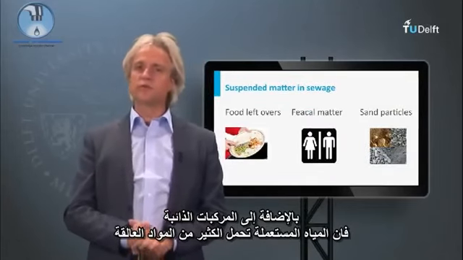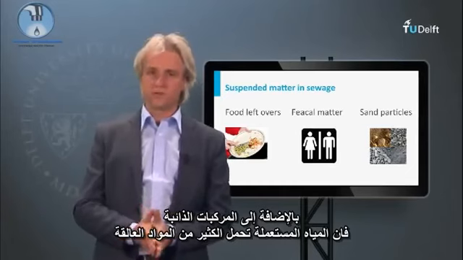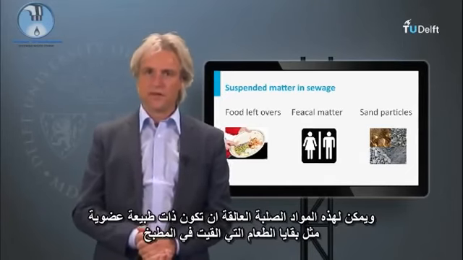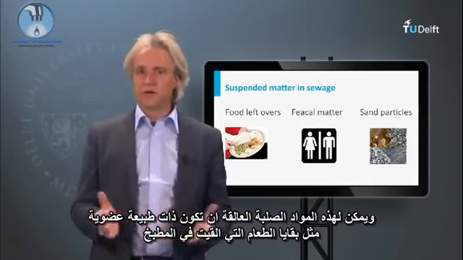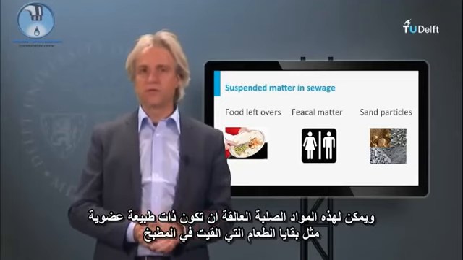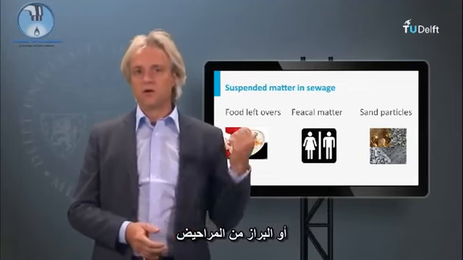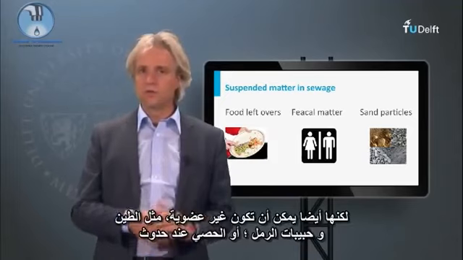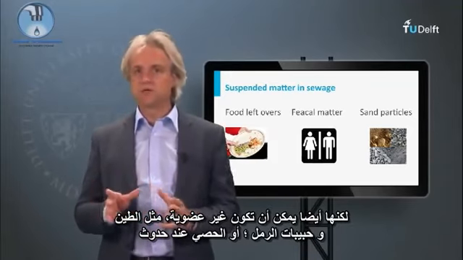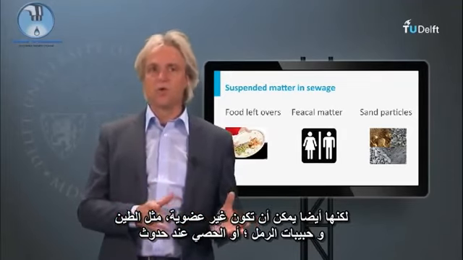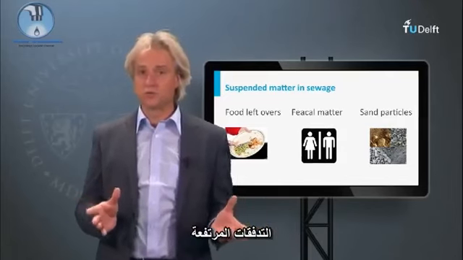In addition to dissolved compounds, the used water carries a lot of suspended matter. These suspended solids can be of organic nature, such as food left over thrown in the kitchen, or fecal matter from our toilets, but also they can be inorganic, such as clay and sand particles, or when flows are high, even small stones.